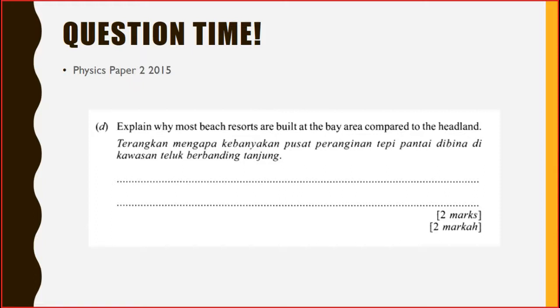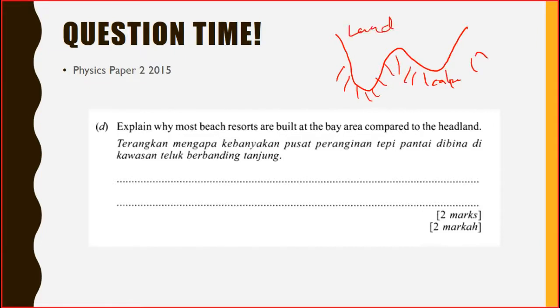Just in case you don't know what a Bay Area is, let me draw it for you. The Bay Area is something like this. This is usually called the Cape. This is the ocean part, and then this is the land. Now, the Cape is this part, and then the bay is this part.